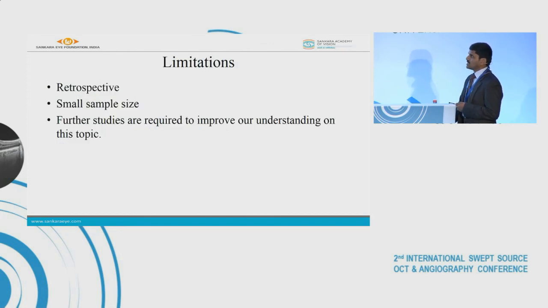The limitations of our study are its retrospective nature and small sample size, and definitely further studies and further series are required to improve our understanding about the OCT-A characteristics of intraocular tumors.